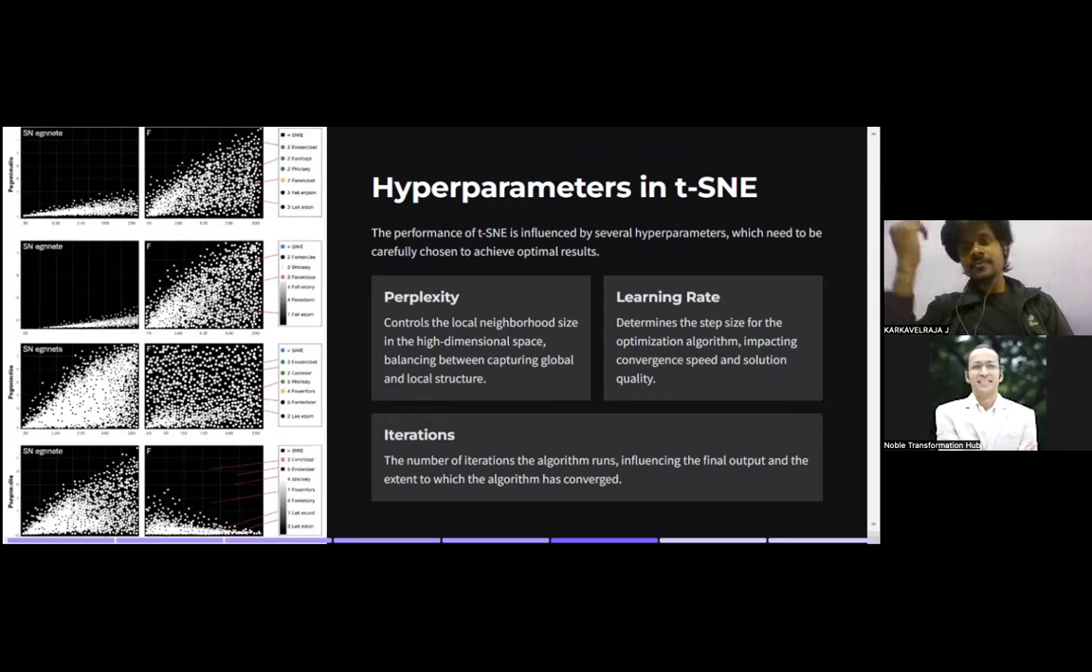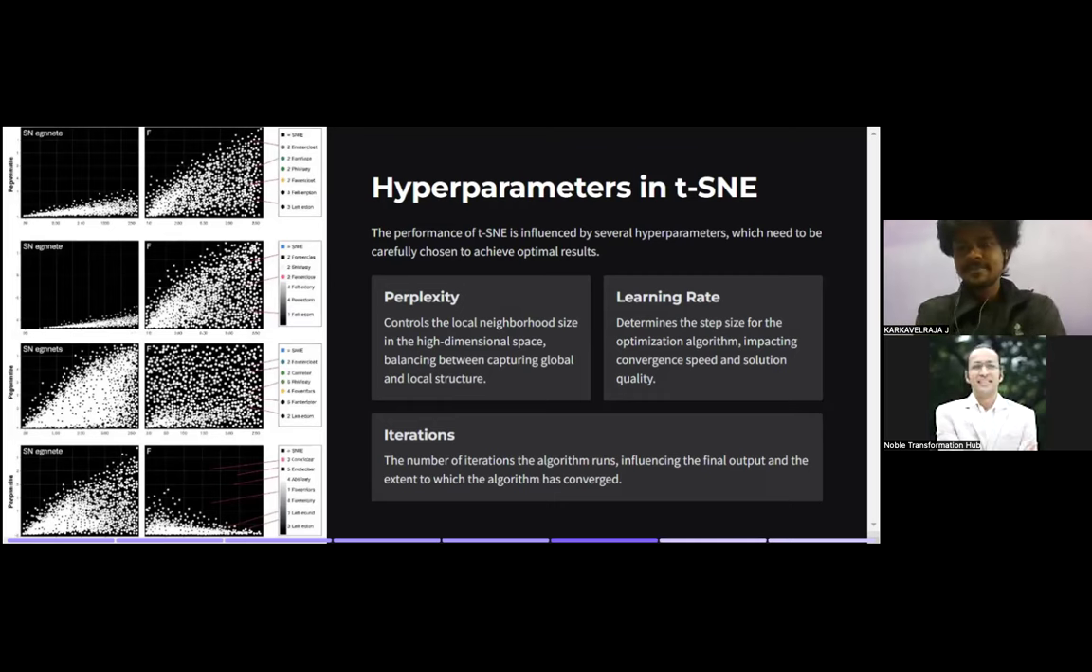Yeah. So, hyperparameters in t-SNE. Sorry, we have hyperparameter tuning also, but that's different. So here we are understanding hyperparameters in t-SNE.